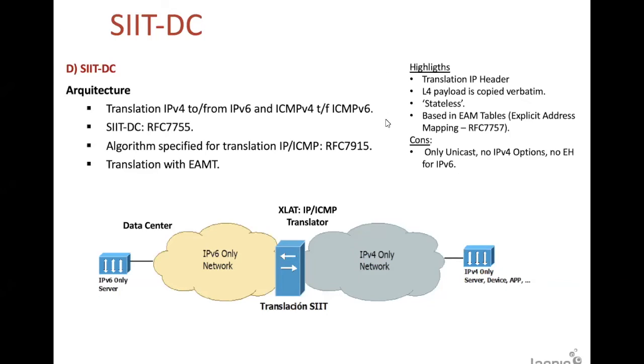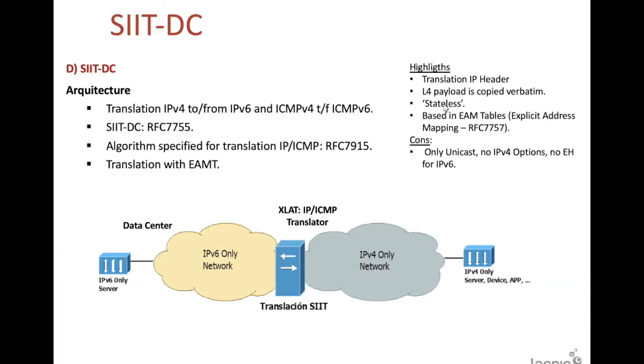Okay, here on your upper right, you can see a few important things. The translation happens at the IP header. ICMP is also translated. It is important to know that layer 4 is copied verbatim, exactly. So, for example, if you were transporting TCP, that packet is not going to be translated. This kind of translation is stateless. Actually, some people call it a stateless NAT64. In case you see it somewhere else, that is a way to call it.